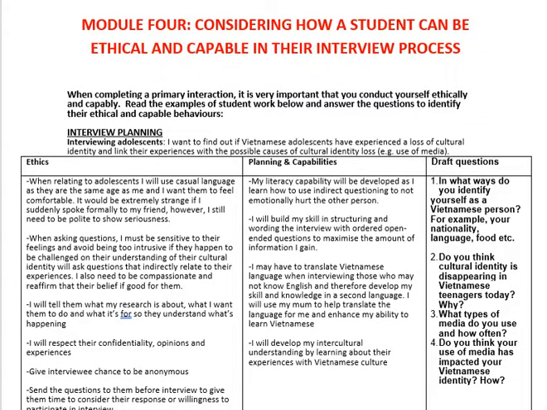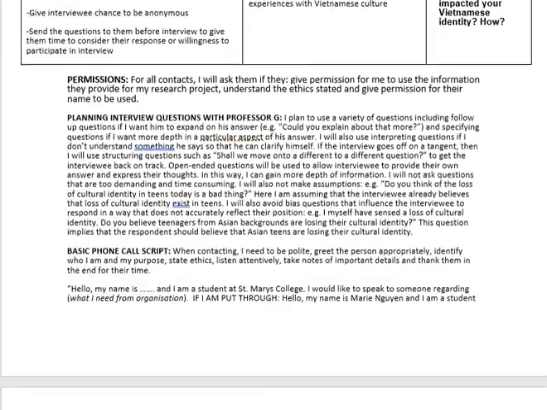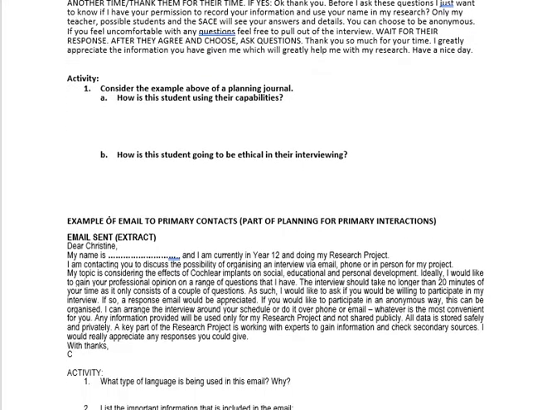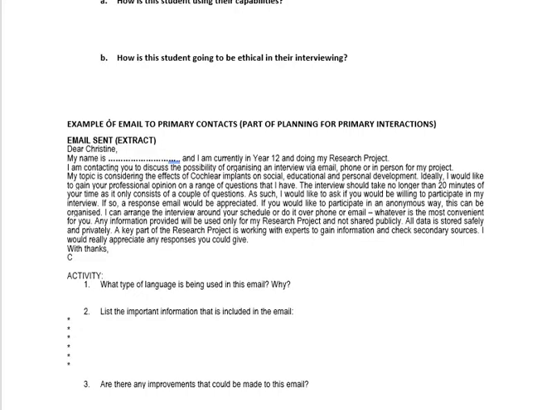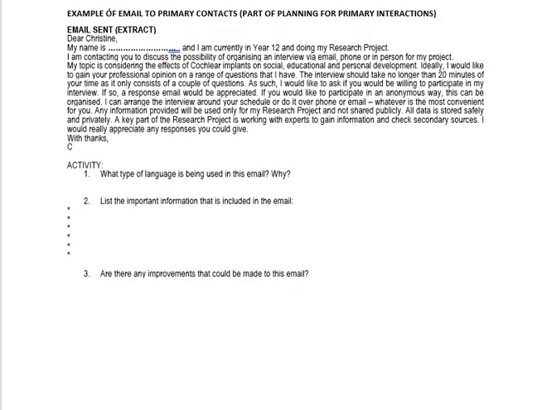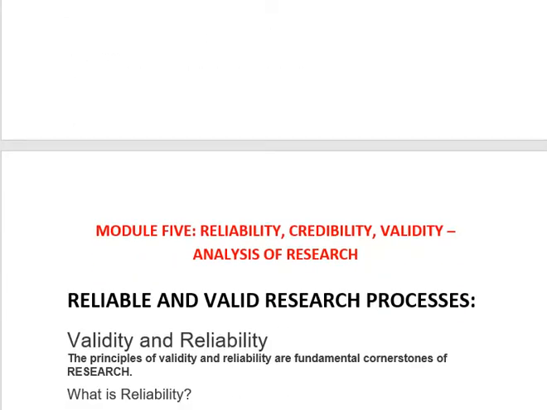This one's talking about how to be ethical and capable in the interview process. And again, there's some questions for review. And then there's an example of an email that would be sent. And so this is all about exposing students to the type of writing that they're going to do in their project, but then just asking them to do a few questions in response to what they're reading.